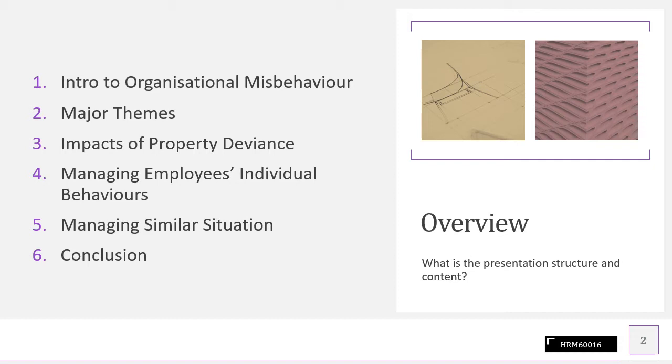Firstly, we will give an introduction to what organizational misbehavior or OMB is. Then we will cover the major themes highlighted in the video clips selected and the impacts of property deviance, before moving on to recommendations on how managers can manage employees' individual misbehavior, and how upper management should manage similar situations illustrated in the video. Finally, we will wrap everything up with a quick conclusion.